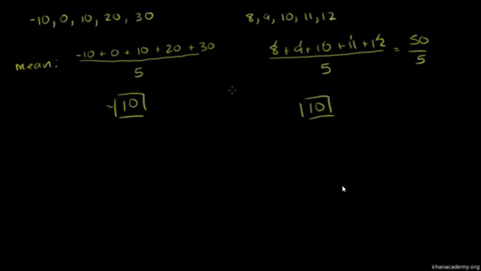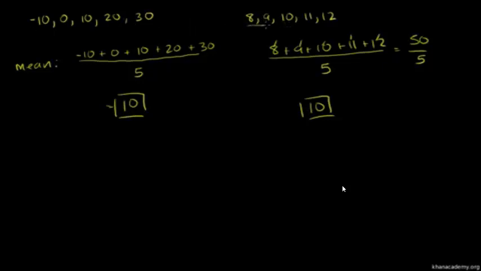So they have the exact same population means, or if you don't want to worry about the word population or sample, both of these data sets have the exact same arithmetic mean. When you take the sum of these numbers and divide by 5, you get 10. The sum of these numbers divided by 5, you get 10 as well. But clearly these sets of numbers are different. If you just looked at this number, you'd say, oh, maybe these sets are very similar to each other. But when you look at these two data sets, one thing might pop out at you.